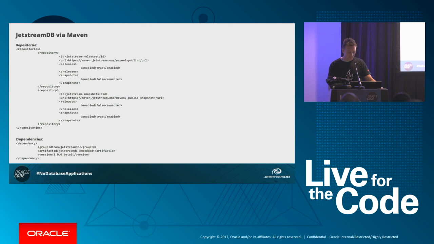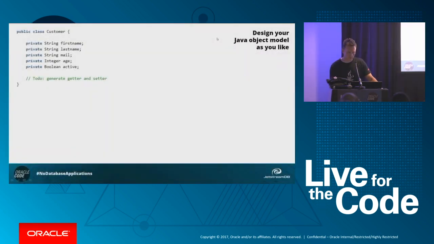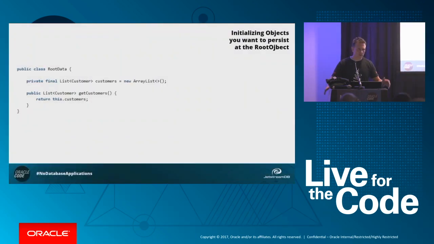Okay, let's see some code. It's very easy to include it in any Java application. Here are the Maven dependencies, and the only thing we need is a Jetstream instance. This is the first step. So this is easy. Then here you can design your own Java model as you like. Here's a very simple example. No annotations and no XML configurations and so on.